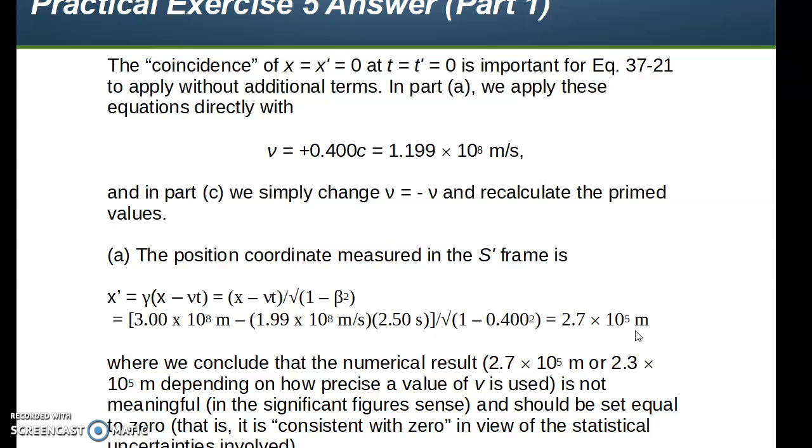Okay? That is a fairly small value compared to the value for x, right? 3.0 times 10 to the 8th. That's 3 orders of magnitude smaller. Where we conclude the numerical result, depending upon how precise the value of V is used, is not meaningful in the significant figure sense and should be set equal to 0. That is, it is consistent with 0 in view of the statistical uncertainty involved.